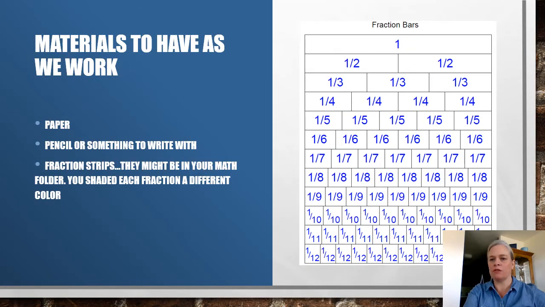A reminder of some materials that would be helpful. So the fraction bars are helpful because you can have a visual in front of you of how some of these fractions are equivalent to one another and some are not. A paper or pencil, something to write with to help you take some notes or jot down some thoughts as we go through this.